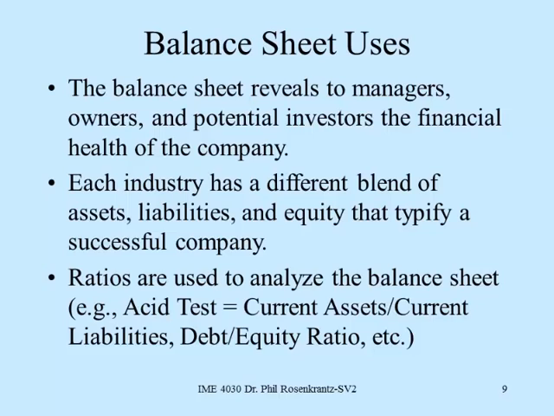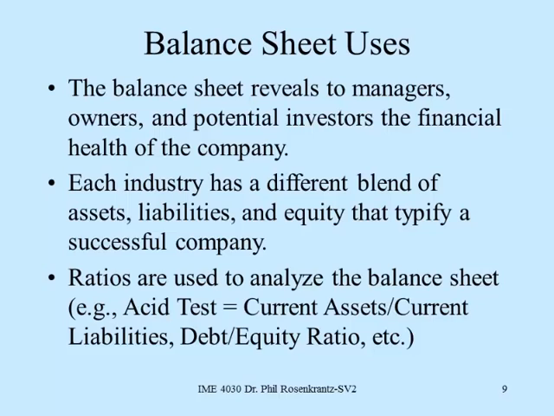A couple examples would be the acid test, where the current assets are divided by the current liabilities, and you want that to be a ratio of 1 or more. In other words, do you have the ability to pay your current debts off? The debt to equity ratio is a ratio of the liabilities to the equity part on the right side of the balance sheet, and that ratio can be compared to what would be considered healthy, and it helps manage a company. So the balance sheet is very important to accountants.